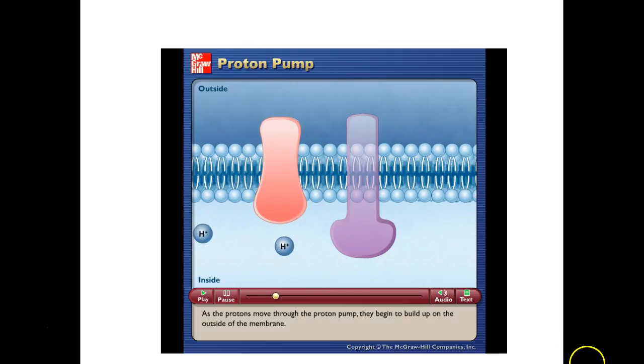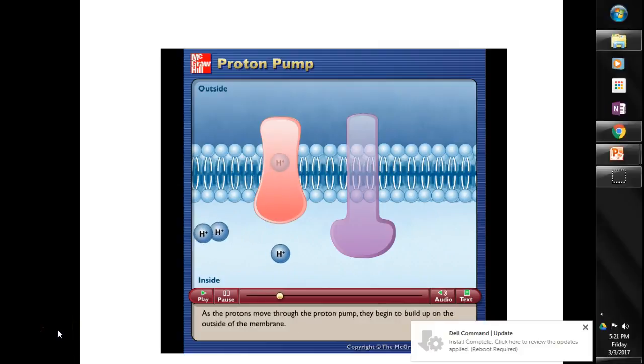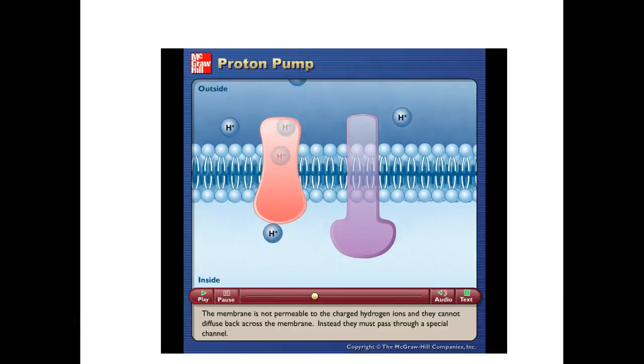As the protons move through the proton pump, they begin to build up on the membrane. Proton pumps are protein complexes that move the protons generated during oxidation reactions across the cell membrane. As the protons move through the proton pump, they begin to build up on the outside of the membrane. The protons accumulate on the outside of the membrane, creating a concentration gradient. The membrane is not permeable to the charged hydrogen ions, and they cannot diffuse back across the membrane.